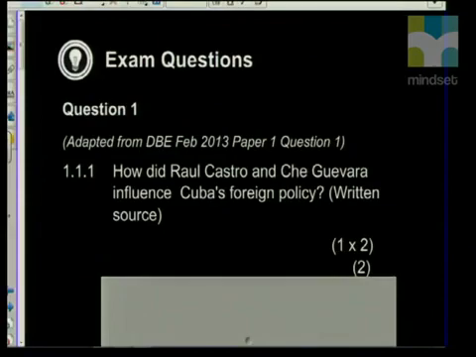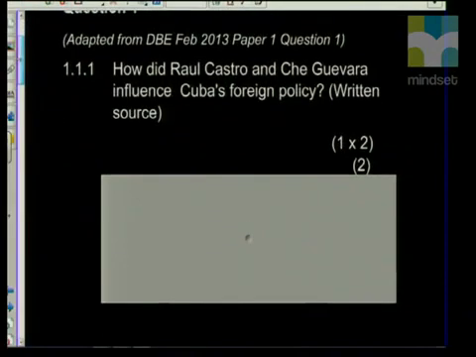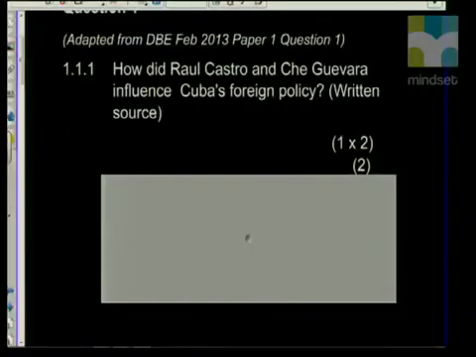Question 1. How did Raul Castro and Che Guevara influence Cuba's foreign policy? You can see in brackets it tells you that you have to focus on the written source. So in other words, the answer to this question is found in the written source. Make sure that you don't use the visual source to answer this question. Even though we have not read the source together, let's just see the answer to this question.